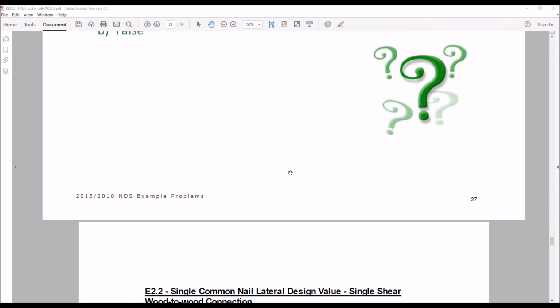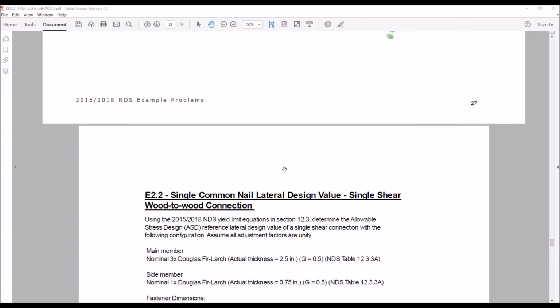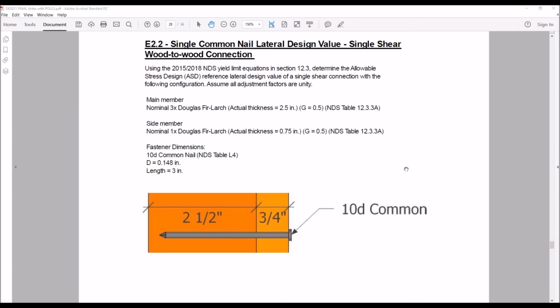All right. So we have one more example. I believe this is our last one, and this one's a little bit lengthy, but if you bear with me, I think we can get through it together. So this one is the last of the connection examples. We've looked at withdrawal design. So withdrawal is when the load is applied parallel to the length of the fastener. For this next example, we're going to be looking at a lateral load or a shear load where the load is applied perpendicular to the length of the fastener.